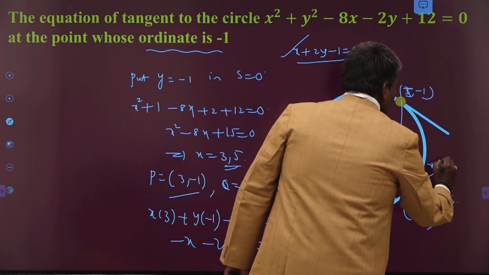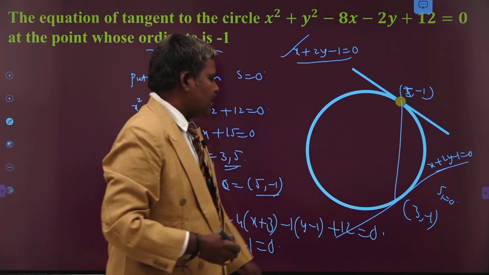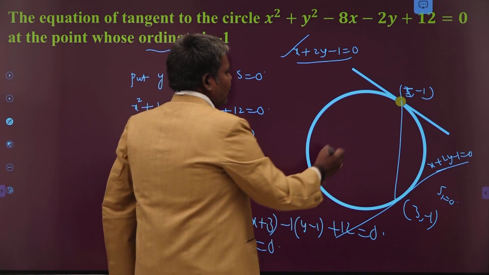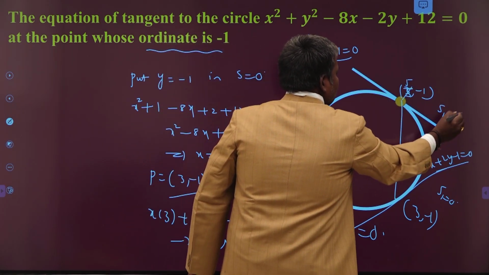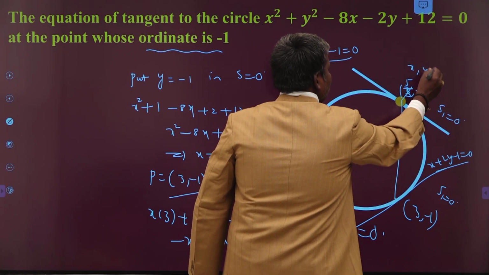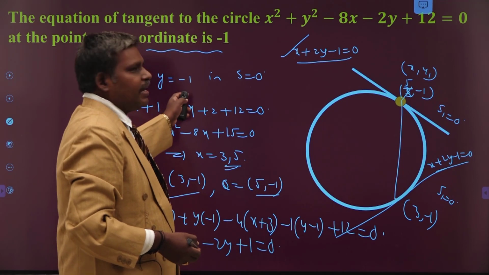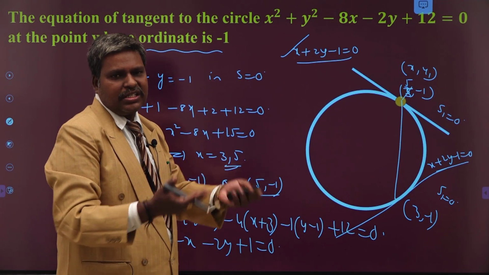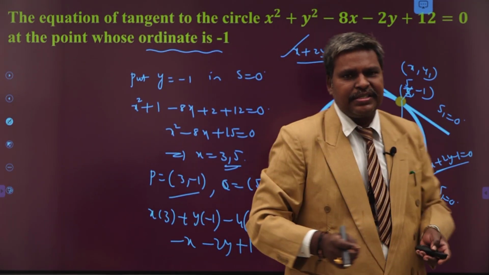So x plus 2y minus 1 equal to 0 is the equation of tangent drawn at 3 comma minus 1 to the circle. You can easily find the equation of tangent at 5 comma minus 1 as S1 equal to 0 by taking this as x1 comma y1. Okay, so the ordinate is minus 1. From this ordinate you calculate the abscissa. After getting the point, you just write S1 equal to 0. We obtain the equation of tangent at those points. Understand?